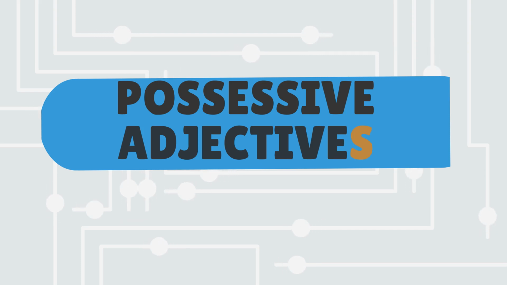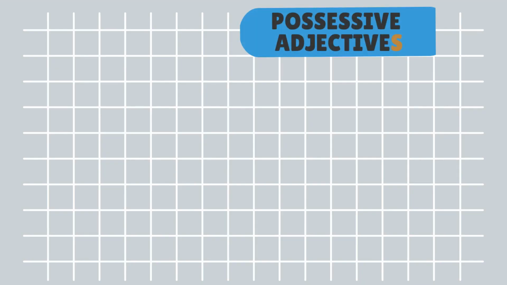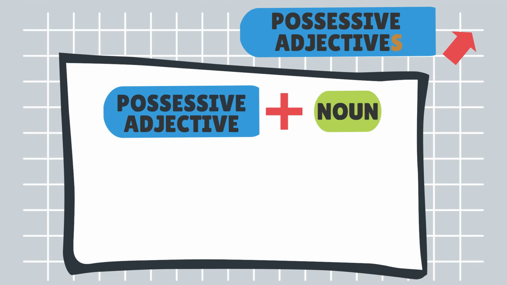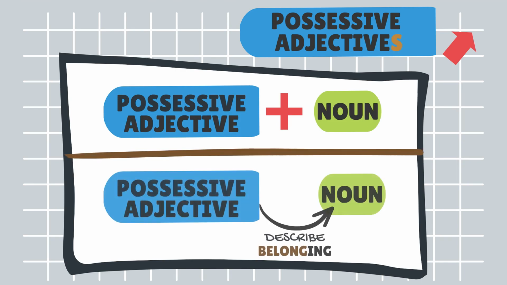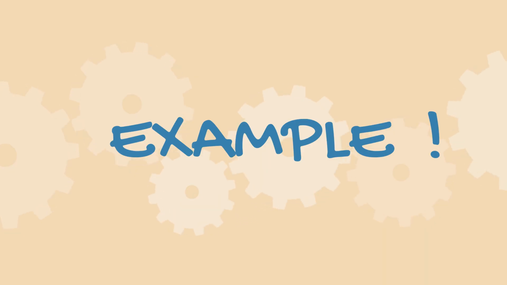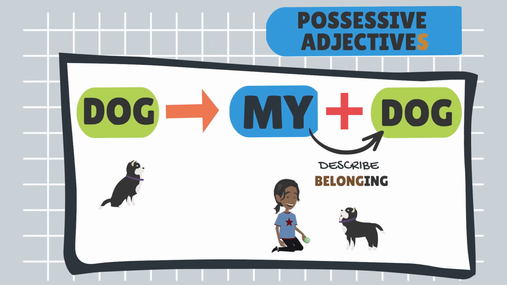Possessive adjectives. Possessive adjectives are used before nouns and describe belonging of these nouns. Example: my dog.